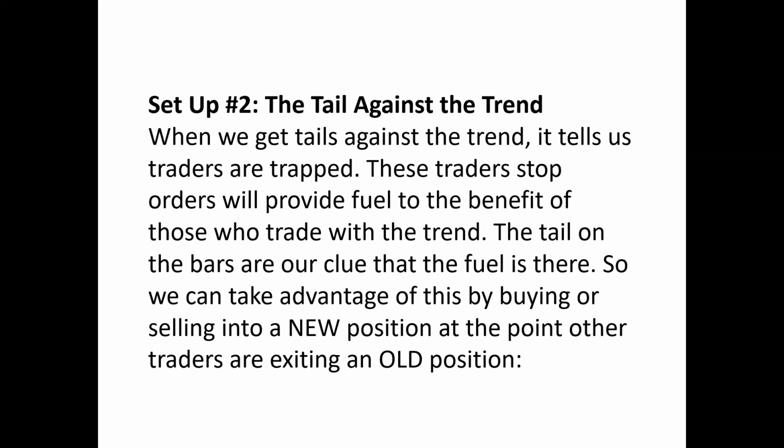Okay, setup number 2, tail against the trend pattern. When we get tails against the trend, it tells us traders are trapped or they're fading. When these traders' stop orders trigger, they can provide fuel to the benefit of those trading with the trend. The tail on the bars is the clue that the fuel is there. In other words, it's telling you that there are parties present in the counter.